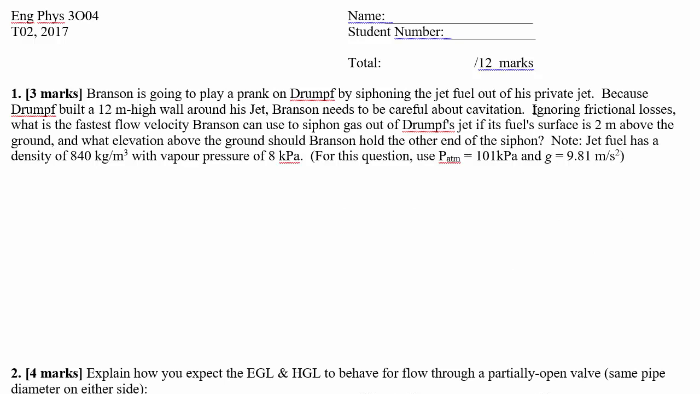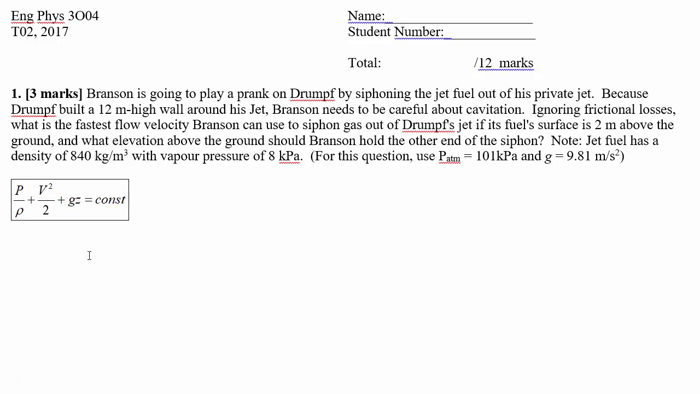Okay, analysis. We have no frictional losses. That means the Bernoulli equation is justified. Put that in there. And what we're going to be doing is having jet fuel siphon from this gas tank over this 12-meter high wall. At the top point of the wall, we have to be careful about cavitation.